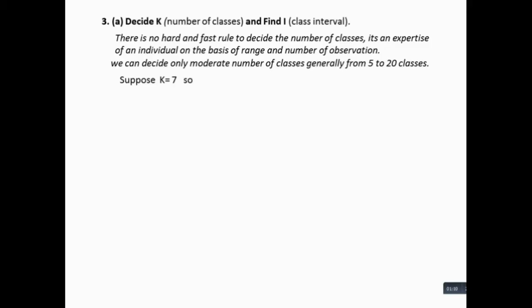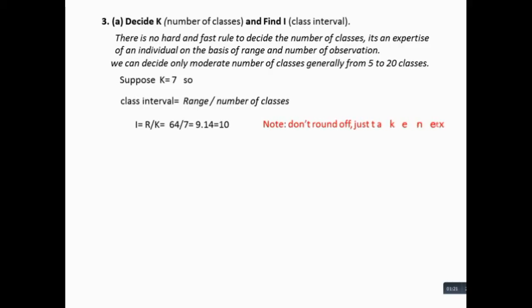Now, we are able to find the class interval by dividing the range by the number of classes. So, we have 9.14 as an interval value, but you must take the next higher value in case of fractional intervals. As I mentioned with the red note, never round off, always take the next higher value.